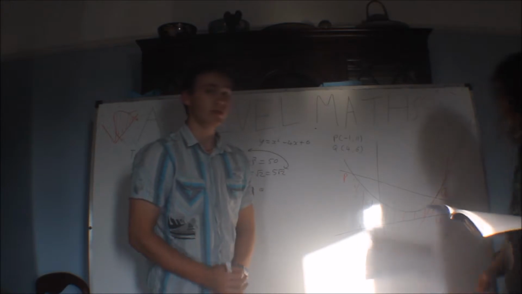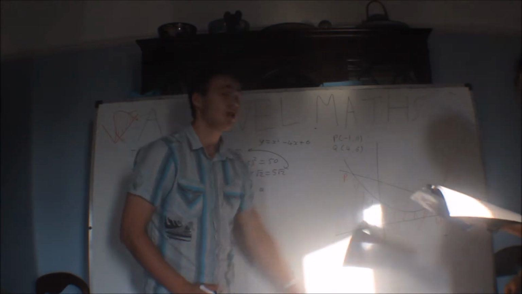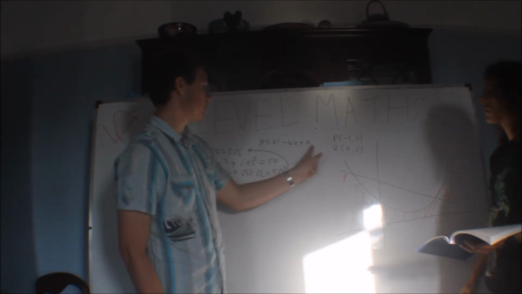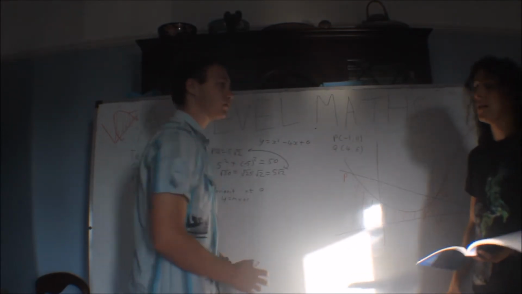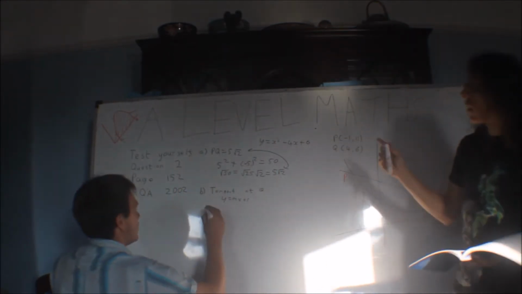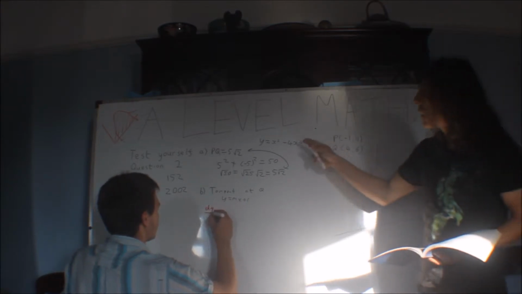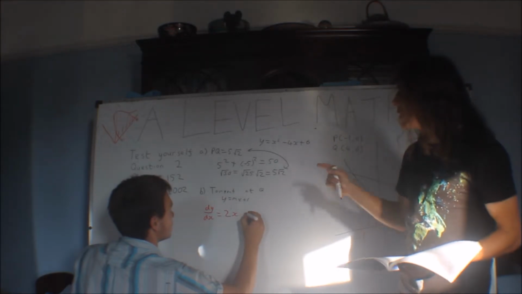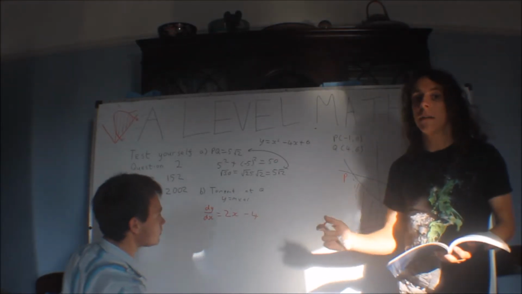It does. To find the gradient at the point Q, you differentiate. It finds the gradient of the curve at that point. So you differentiate the equation of the curve. That's what we need to do. So, dy by dx. This year we times by the power and then we decrease the power by 1. So it becomes 2x minus 4 and the 6 disappears.